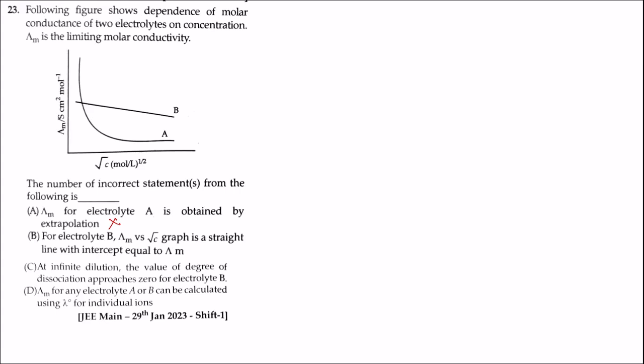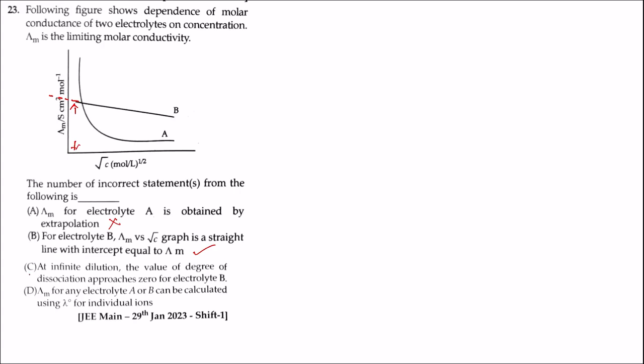On the other hand, lambda m for B can be obtained by extrapolation. Second, for electrolyte B, the lambda m versus square root of C graph is a straight line with intercept equal to lambda m. Correct. The graph of B is a straight line and the intercept will be equal to lambda m. At infinite dilution, the value of degree of dissociation approaches 0 for electrolyte B.